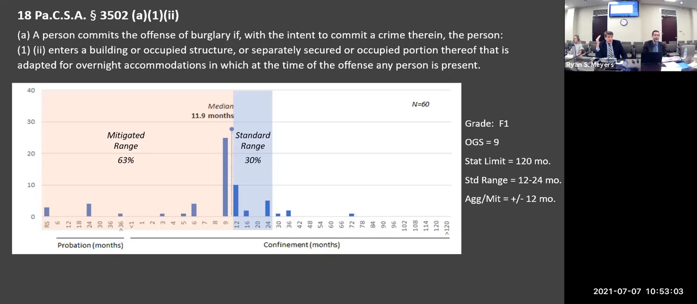But that was higher than the typical sentences imposed for that. So we would have assigned an OGS 8 for burglary of a house with a person present based on the data. But with the special session on crime and making it a crime of violence, we moved it to a 9. And we've kept it there. But there's still this tendency to think in terms of a county jail sentence.